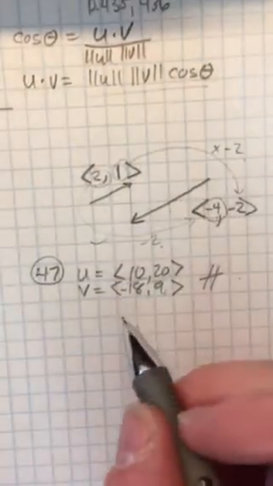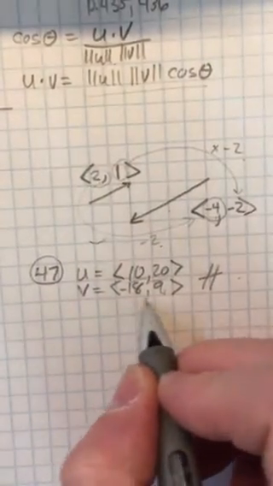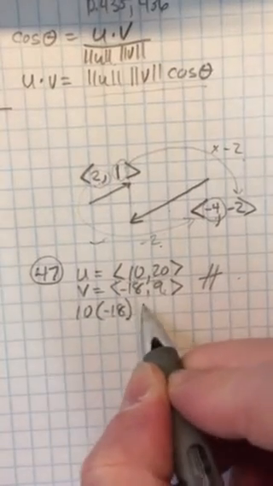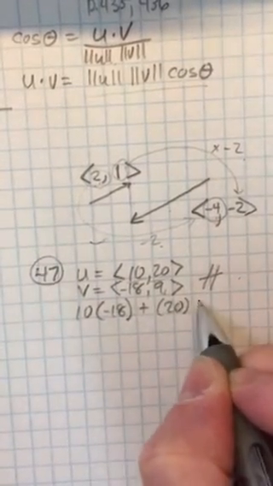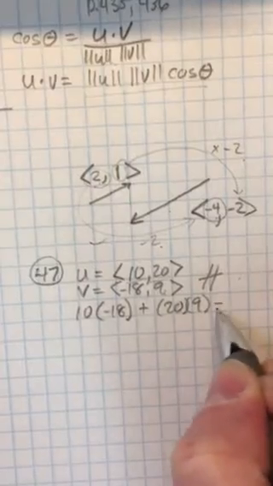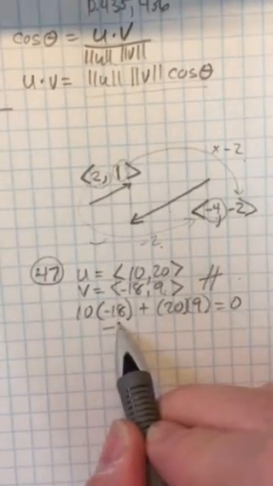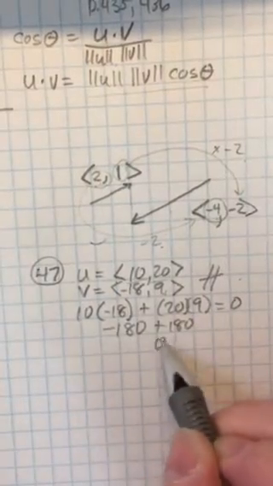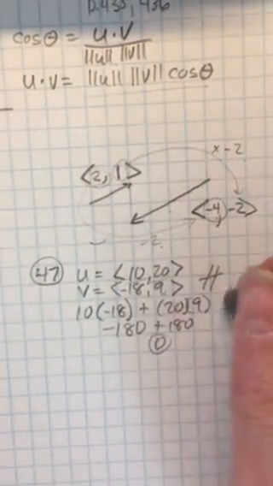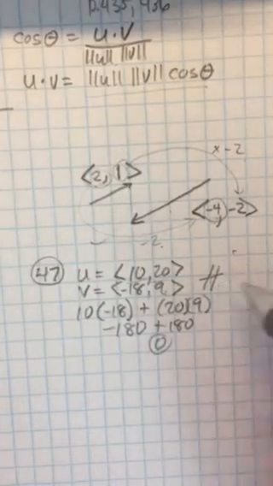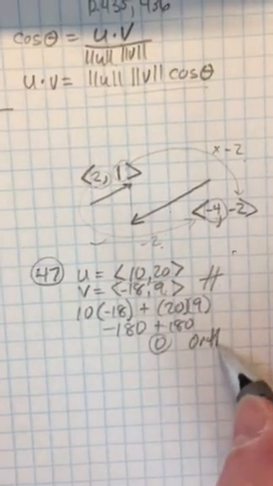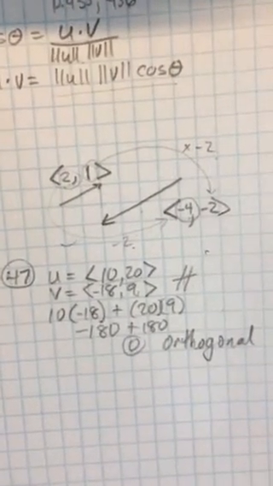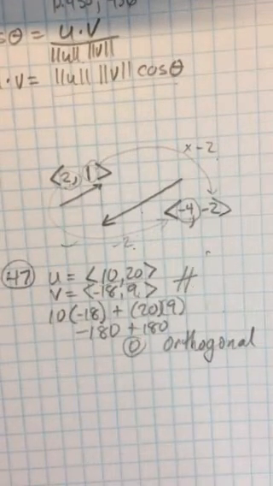So my other choice is that they're orthogonal. And if they're orthogonal, then their dot product, 10 times negative 18 plus 20 times 9, would have to equal 0. And in this case, I think they do. We get negative 180 plus 180. Lo and behold, it does equal 0. Therefore, it's not parallel, but it is orthogonal. And orthogonal simply means forms a right angle.